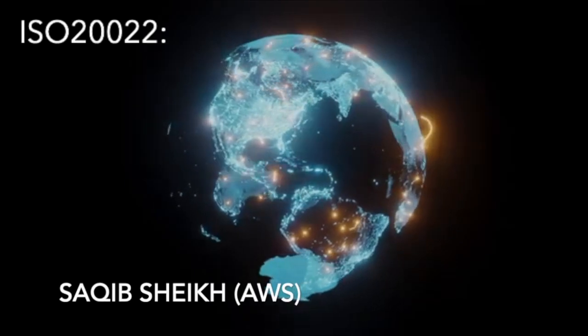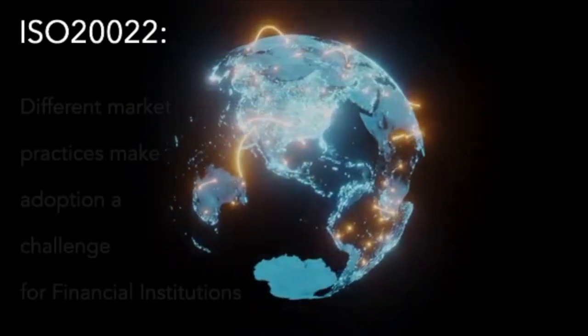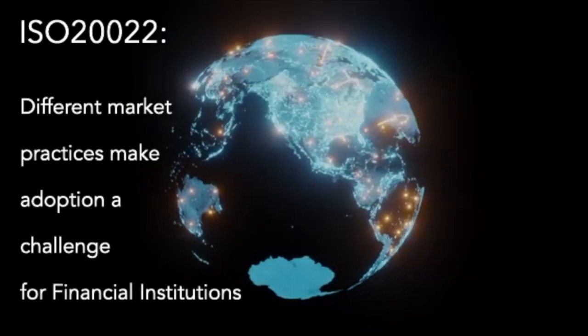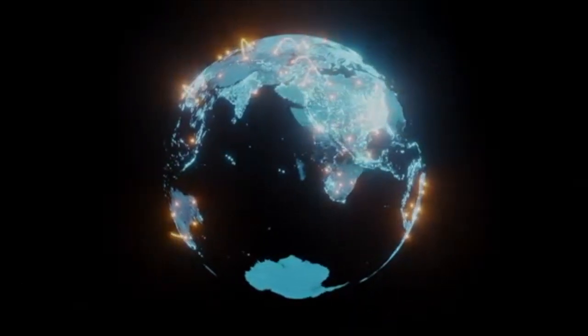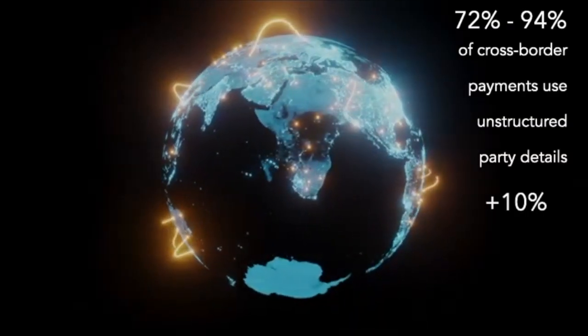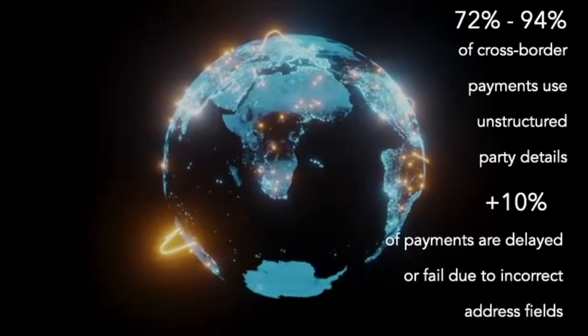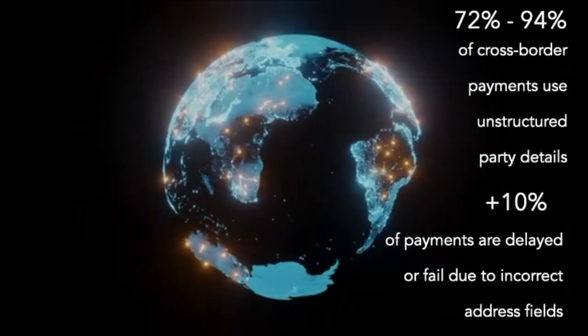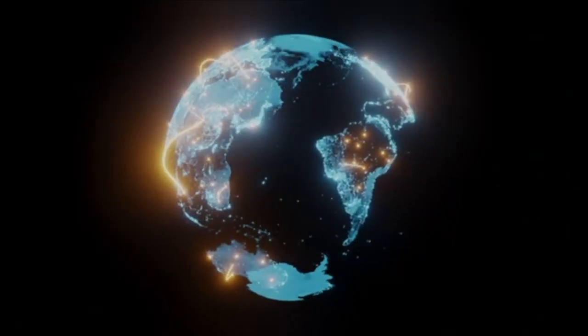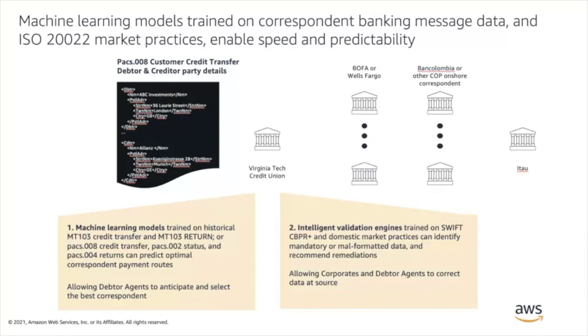ISO 20022 provides a rich dictionary for party details that will support faster payment processing and better compliance. However, current banking practices and local requirements will present a challenge to leveraging the rich data model in ISO 20022. Financial institutions will have to ensure not only that messages are formatted correctly, but that the data they use meets the needs of their correspondents and the regulations and market practices in the jurisdictions the payment is destined for.